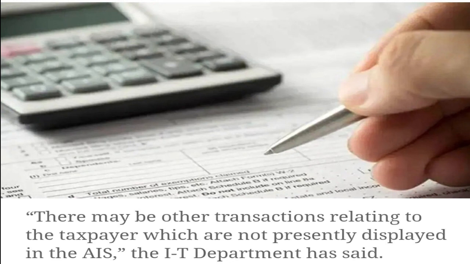If there is a variation between the TDS and TCS information or the details of tax paid as shown in Form 26AS on the Traces portal and the TDS, TCS information or the information relating to tax payment as displayed in the AIS on the compliance portal, the taxpayer should rely on the information displayed on the Traces portal for filing their ITR and for other tax compliance purposes, the department said.